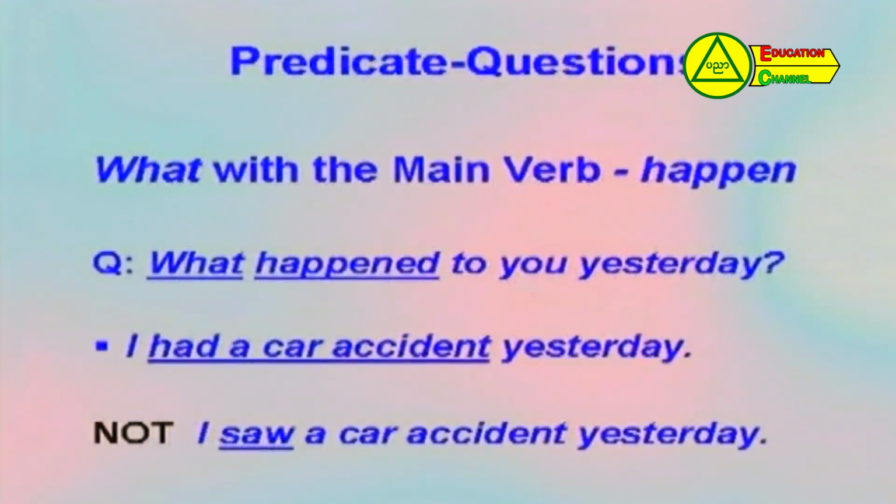So, the simple answer to the question, what happened to you yesterday, is I had a car accident yesterday. Not I saw a car accident yesterday. If possible, you should avoid using a sensory verb such as saw or heard. Instead, try to describe the action. Are you with me so far?